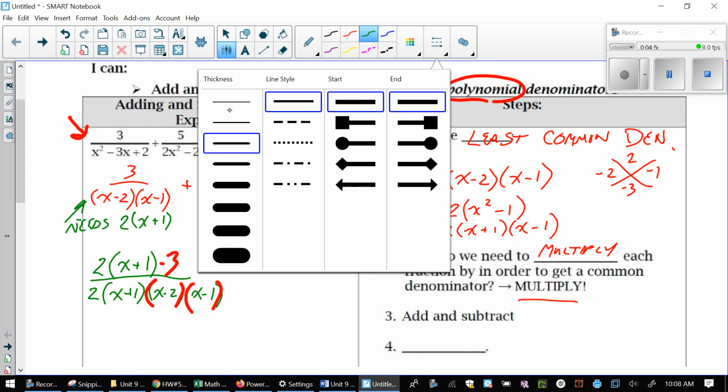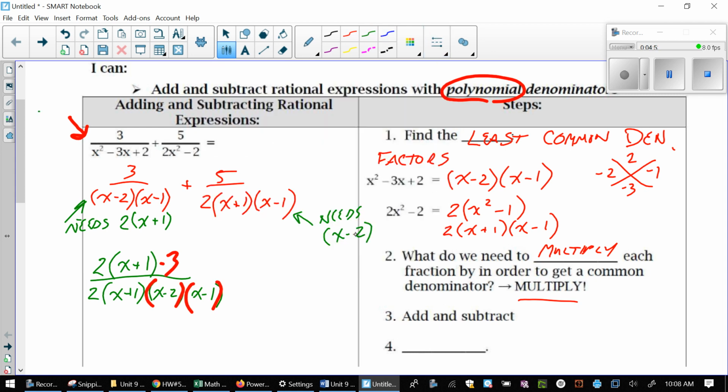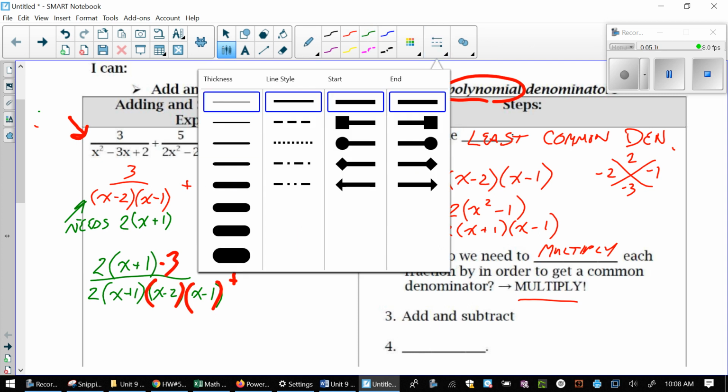All right. And then on this side, I needed the x minus 2, so I still have the 5, but now I'm going to multiply times that x minus 2 in the numerator. It would be nice if that switched to green for us. Try that again.